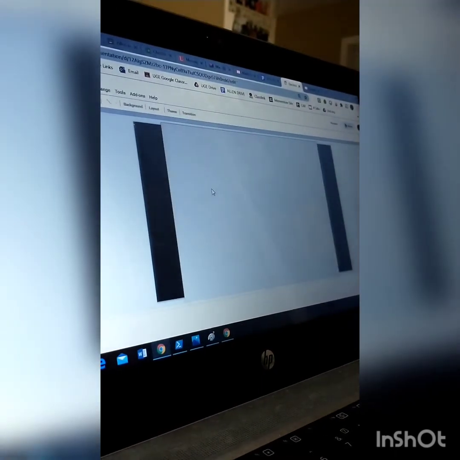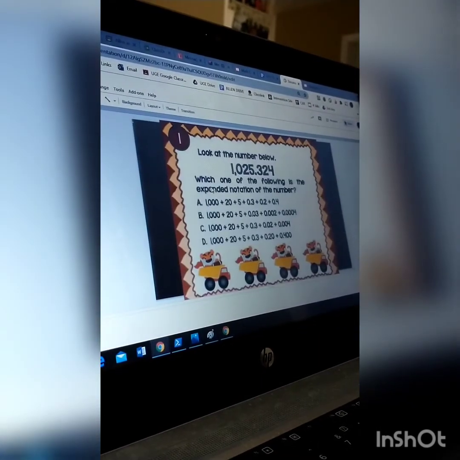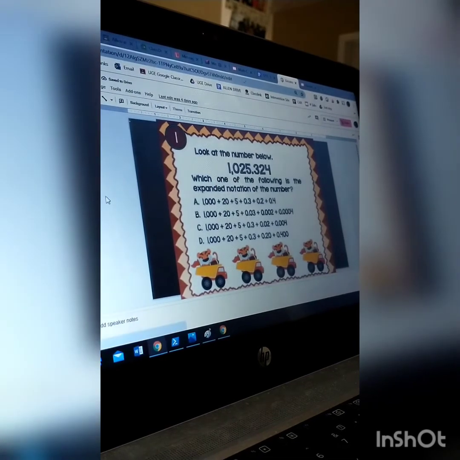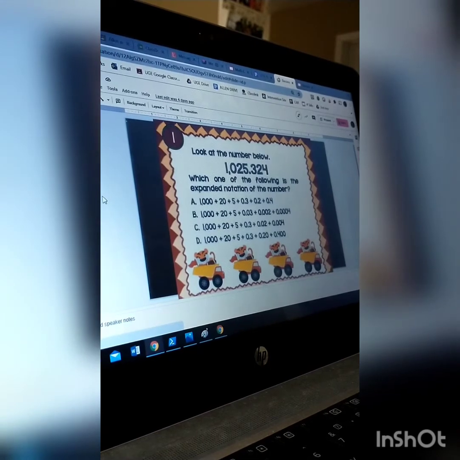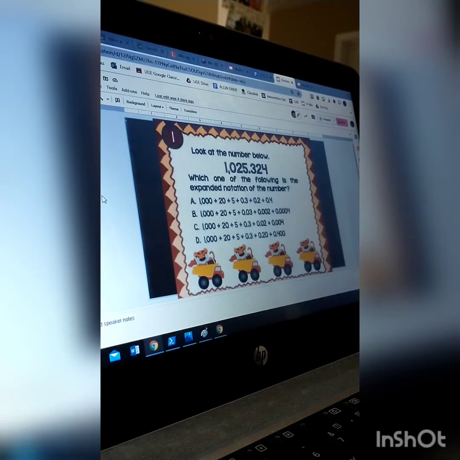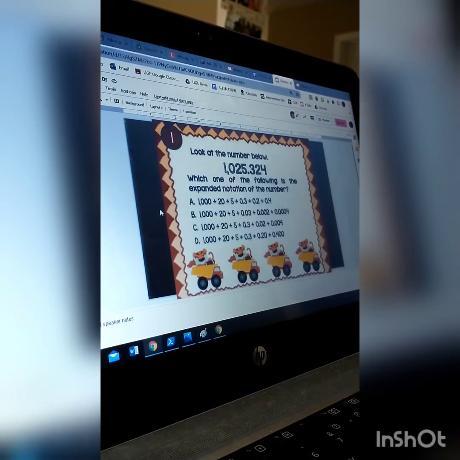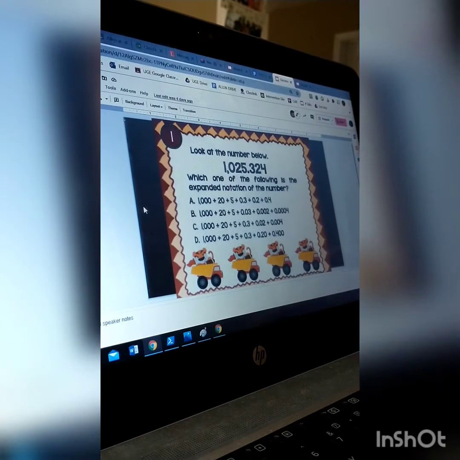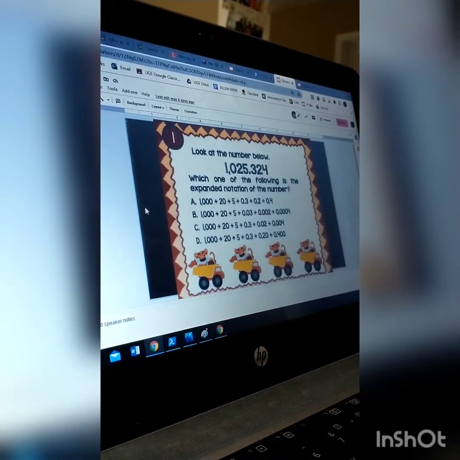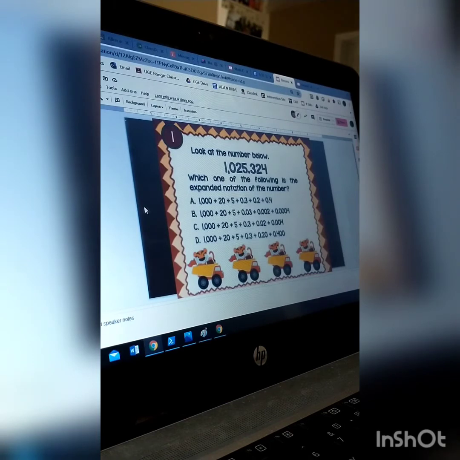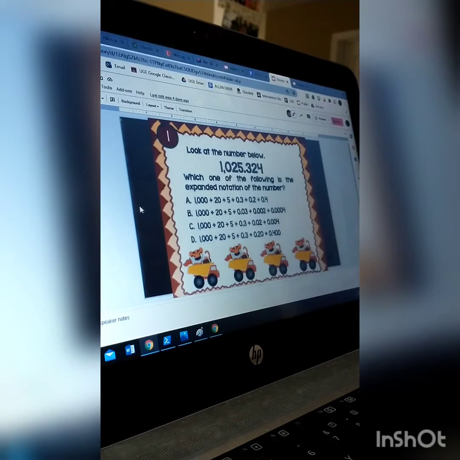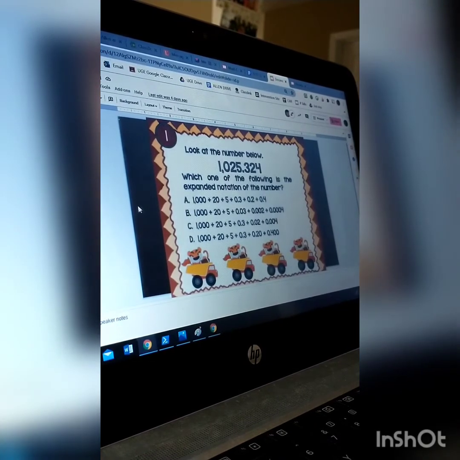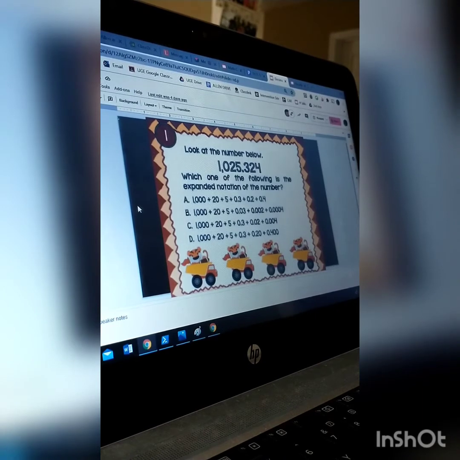Okay. All right, one more thing I want to show you guys before I let y'all go. These are just a couple more expanded form practice problems. Okay, I want you to look at number 1 and see if you can find the answer. Number 1 says to look at the number and then try to find the expanded notation or form, okay, A, B, C, or D. If you think you know the letter, you can put that in the chat.